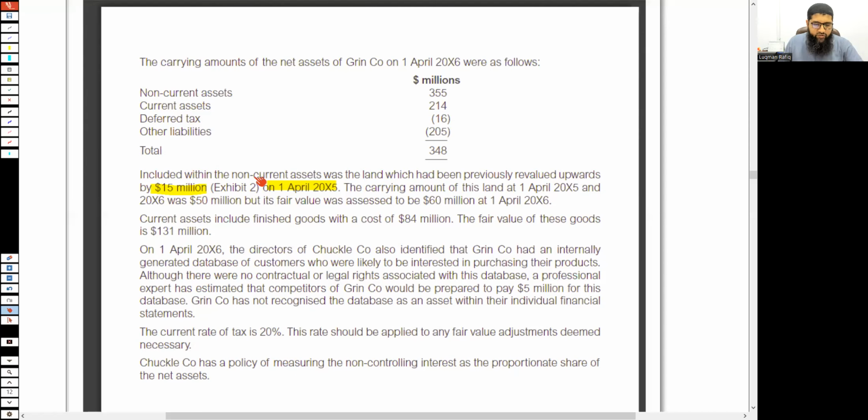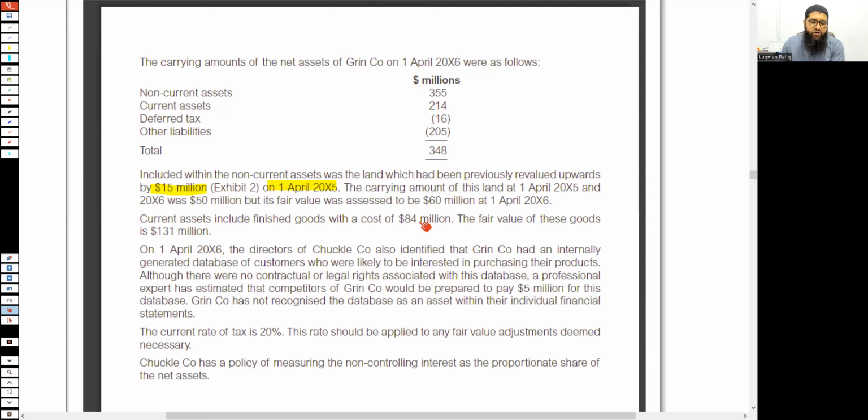Okay, guys, so let's just try to see this. It says the carrying amount of the net assets of Grin on 1st April 6 were as follows: non-current assets, current assets, deferred tax, other liabilities. Included within the non-current assets was the land which had previously been revalued upwards by 15 million. Yes, we know it. The carrying amount of this land at 1st April was 50 million, but its fair value was assessed to be 60 million at 1st April 6.